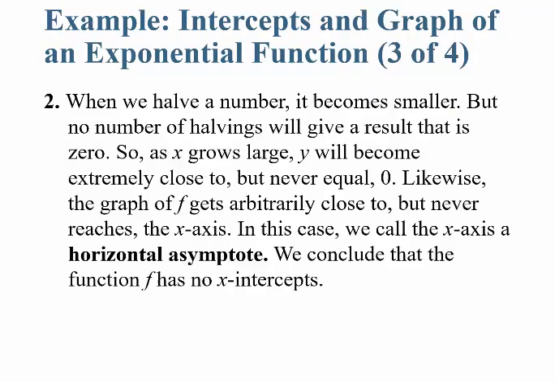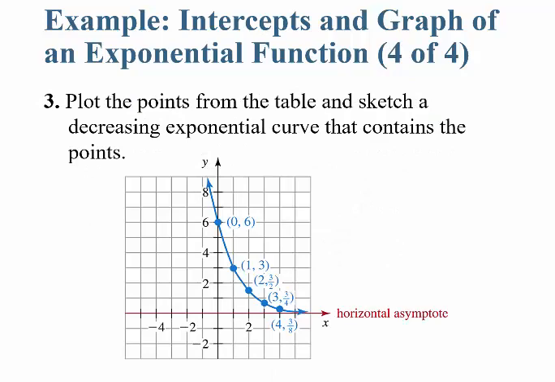Okay, so let's now graph this by hand. When you graph this by hand, you're going to plot some points that we just found, and you're going to see that the graph gets exponentially smaller like this. So it starts at (0, 6), then we saw (1, 3), (2, 3/2), (3, 3/4), and so on.